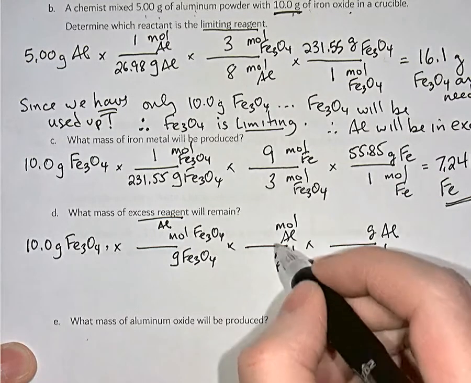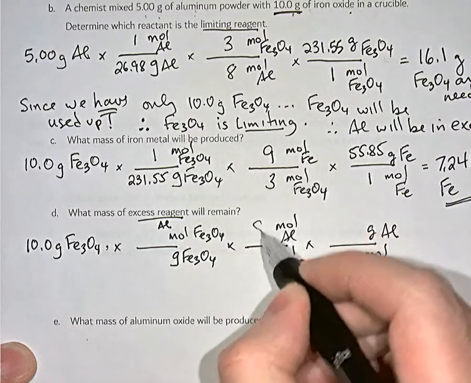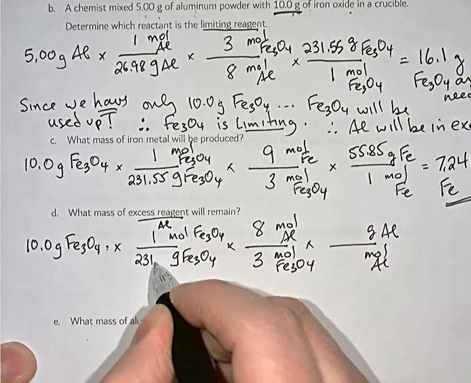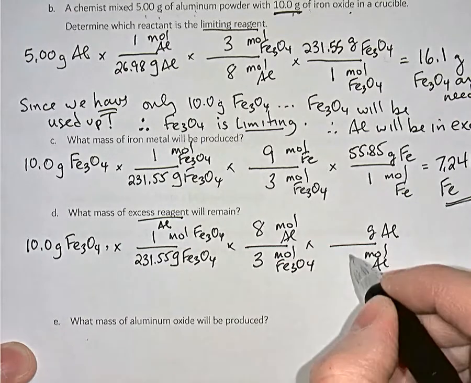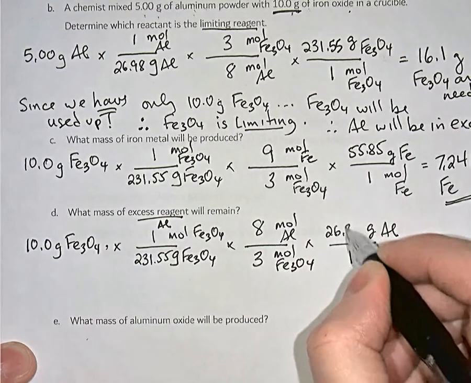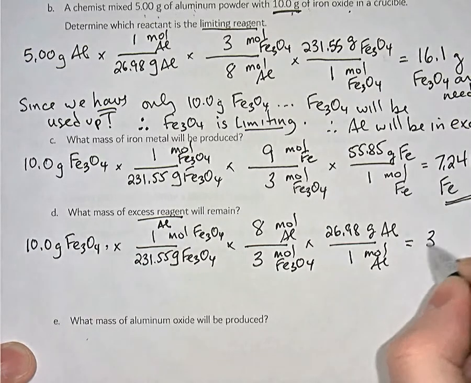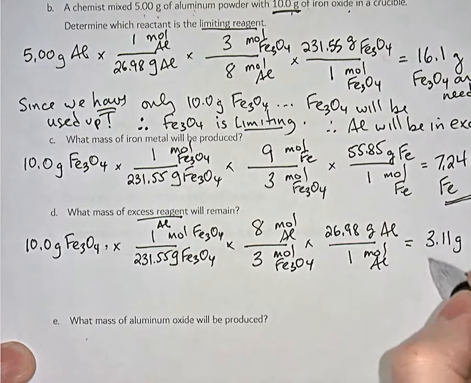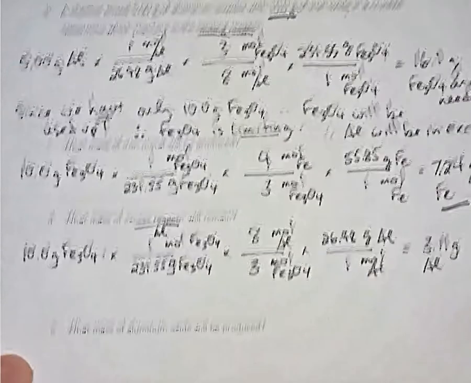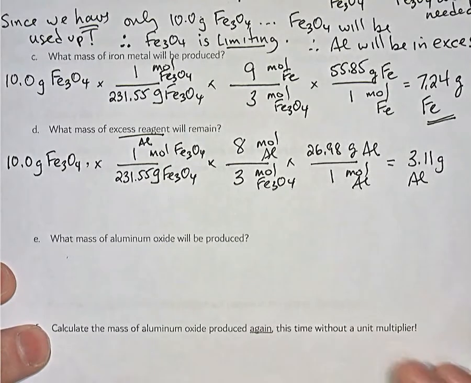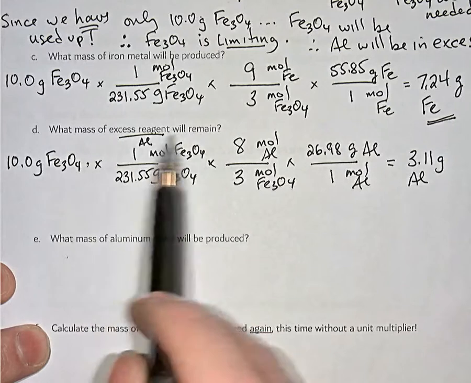The balanced equation told us that 8 moles of aluminum for every 3 moles of iron oxide. The molar masses, 1 mole of iron oxide, 231.55 grams, and aluminum's molar mass, 1 mole is 26.98 grams. Grabbing a calculator and evaluating that, we should get 3.11 grams of aluminum are needed or will react. So we remember we had 5 grams of aluminum, but only 3.11 grams are reacting. So what mass is going to be left over?